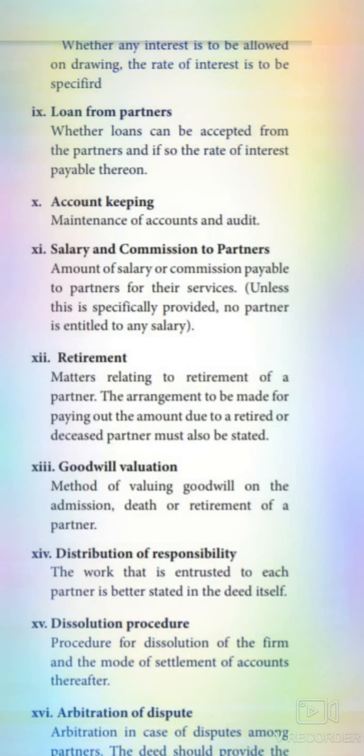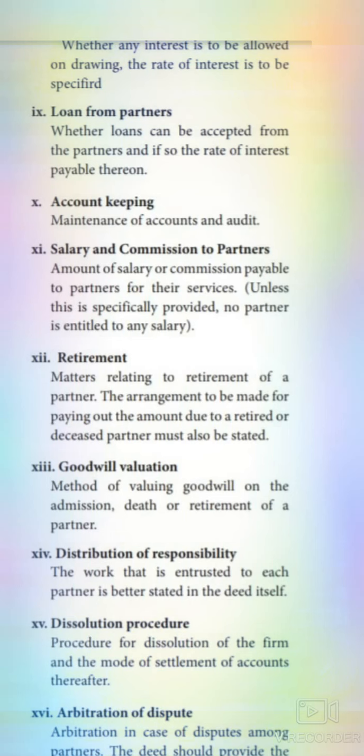And the next one is loan from partners. Whether any loans can be accepted from the partners. Suppose the rate of interest payable, everything should be mentioned in the partnership deed. And the next one is account keeping, the maintenance of accounts and audit, the way in which they can maintain the accounts. And the next one is salary and commission to partners. Suppose any salary or commission payable to partners for the services should be mentioned in the partnership deed.